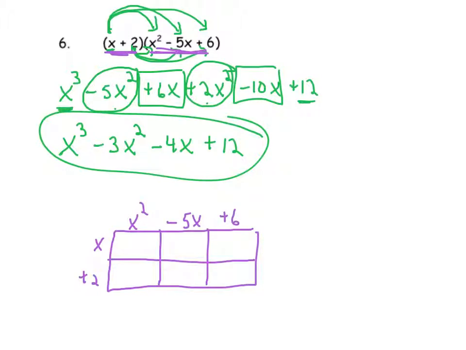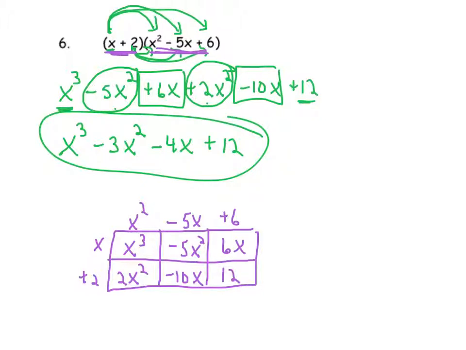Then I would multiply in my little boxes. So I get these two would be x cubed. Then I get negative 5x squared. You're multiplying these two together, and then you get 6x. Then down here I would get 2x squared. Here I'd get negative 10x, and then I would get 12.